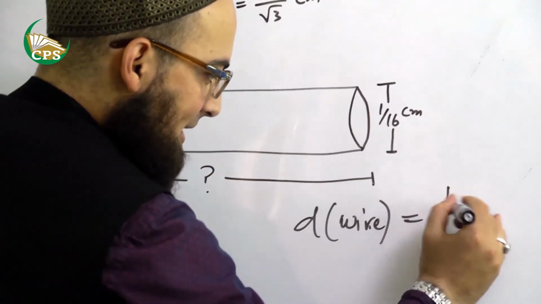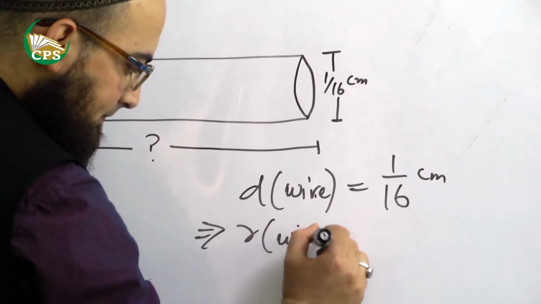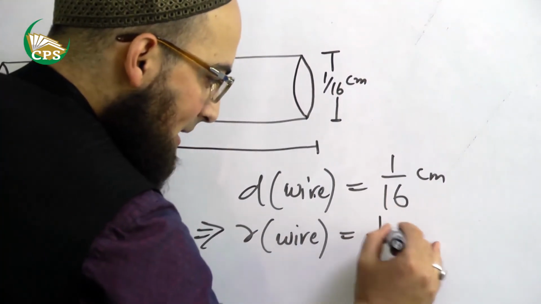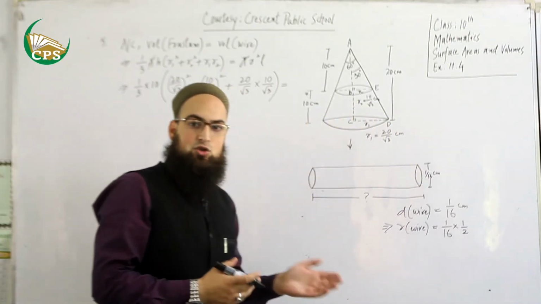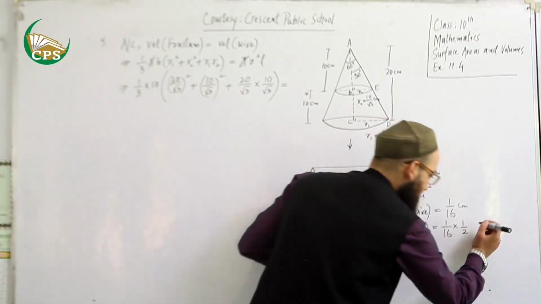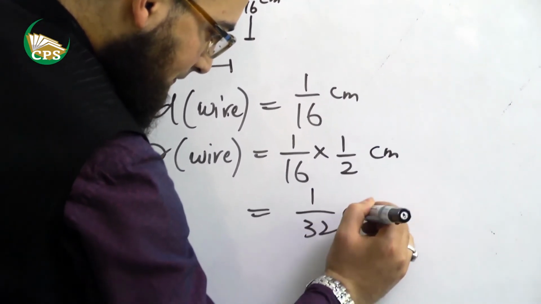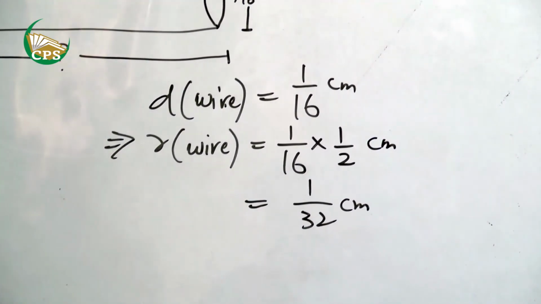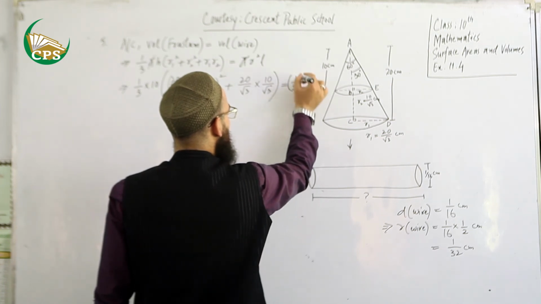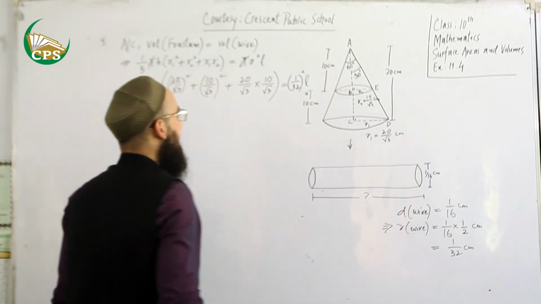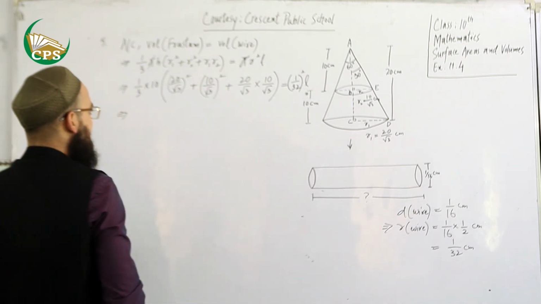Diameter of wire is 1 by 16 centimeter, which implies that the radius of wire would be 1 by 16 divided by 2, that means 1 by 16 times 1 by 2. Dividing by 2 also means multiplying by 1 by 2, that is the same thing. So you'll get 1 by 32 centimeter. Now the radius of wire is 1 by 32. Now you need to square it. So 1 by 32 square times L, where L is the length of the wire. Then you can solve this whole thing.